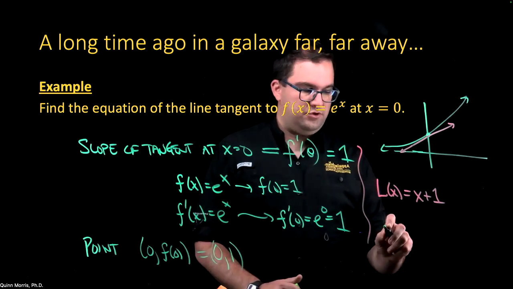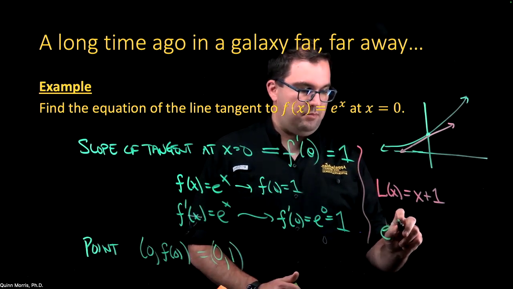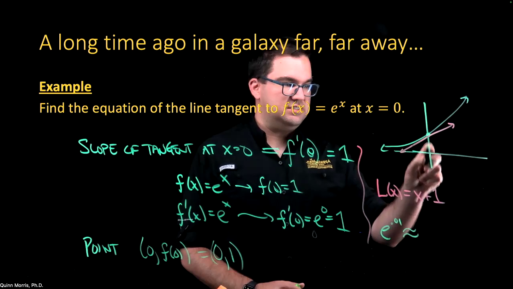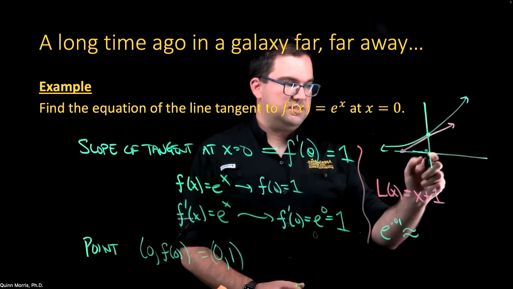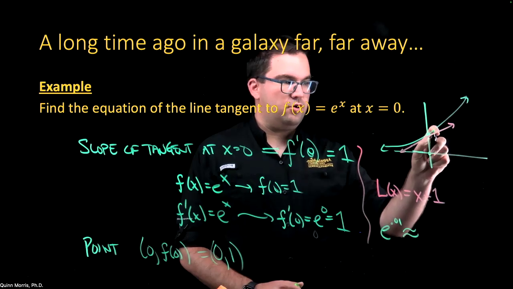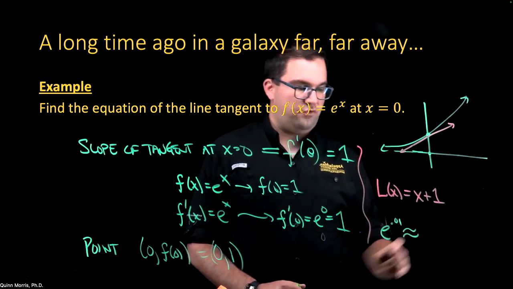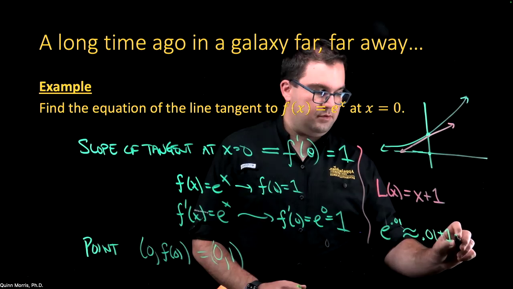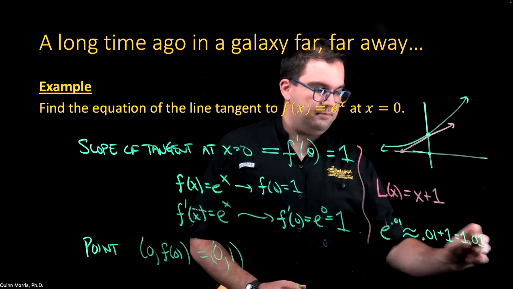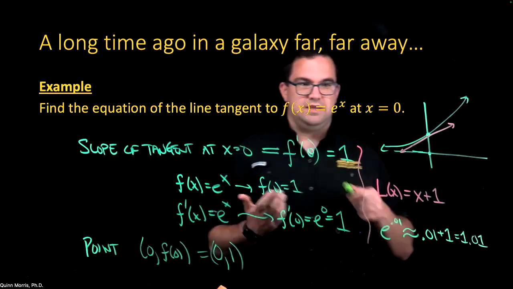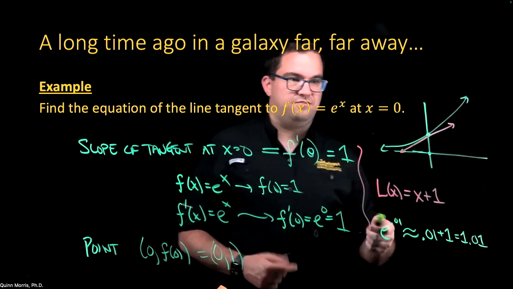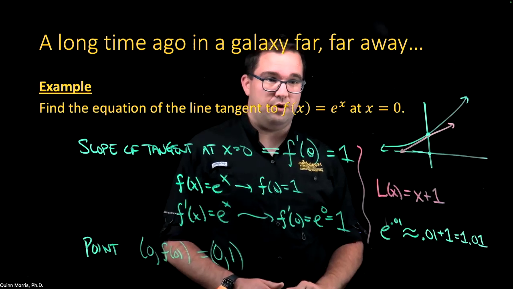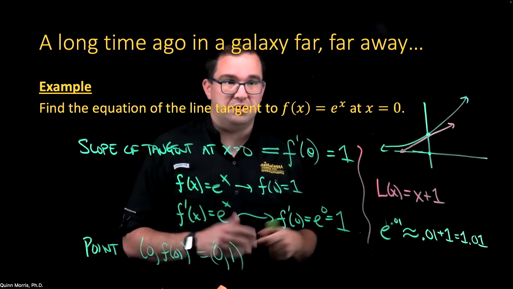So for example, if you wanted to calculate e to the 0.01, well, that's fairly close to 0. It's fairly close to this point. And so the linear approximation and the actual function shouldn't be too far apart. So it's probably fairly close to 0.01 plus 1, or 1.01. So linear approximations are really useful. Now, of course, if you wanted to plug in 53, that would be a really terrible approximation. Why? Because 53 is really far away from 0. But if you're close to 0, this provides a pretty good approximation.